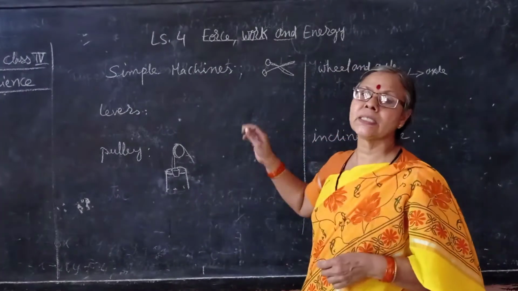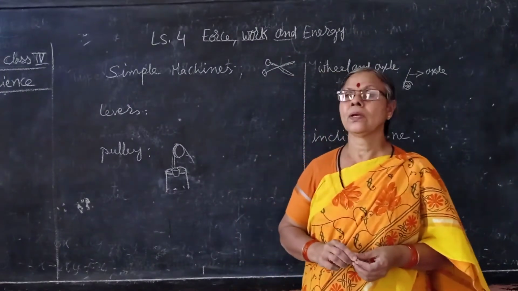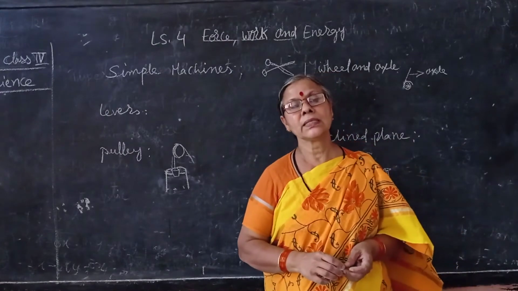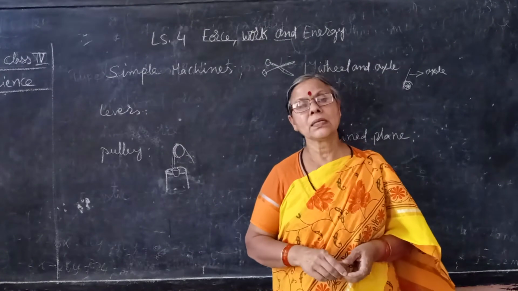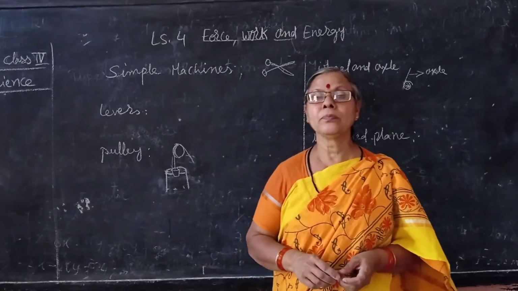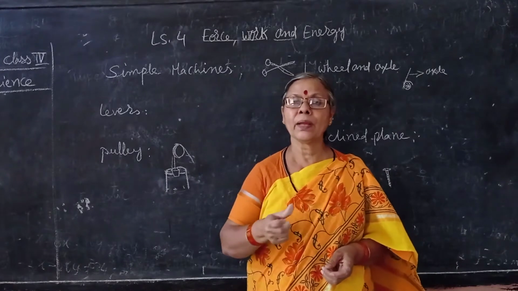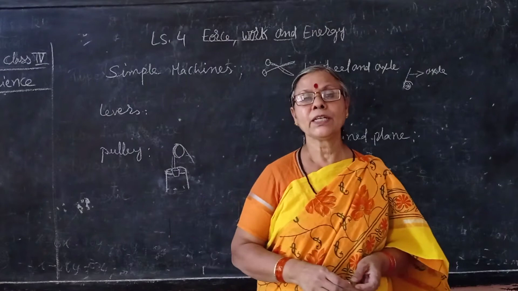The simple machines. What are the simple machines? The simple machines are scissors, hammers, screwdrivers. These are the simple machines. Then levers. Levers are the ones which can lift up with a single arm. It moves on a pivot, in any direction it moves.